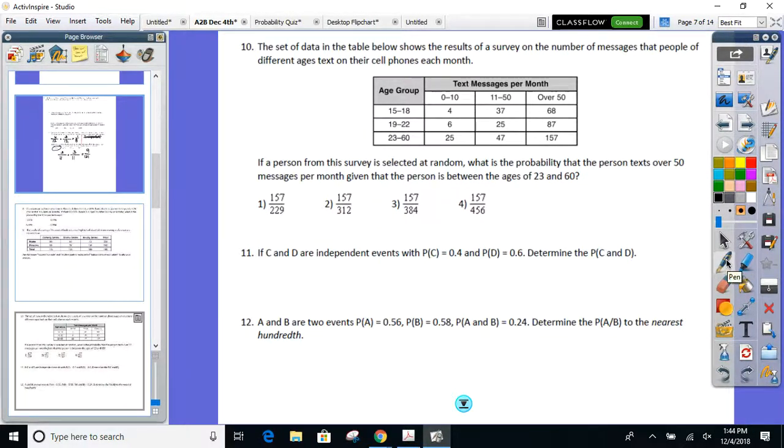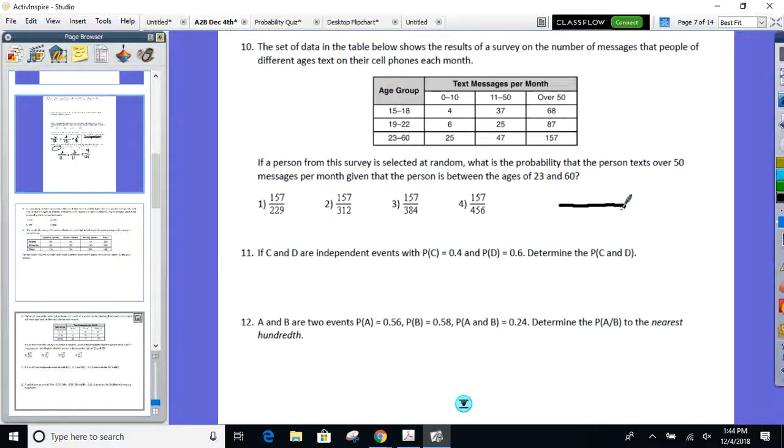All right. So if I select a person, what's the probability that they text over 50 messages per month, given they're already in that age group, 23 to 60? Okay, another given one. What's my denominator here? What are you going to do to find the denominator? Because that number is not listed in the chart. You're going to add up what? The 23 to 60 group, right?